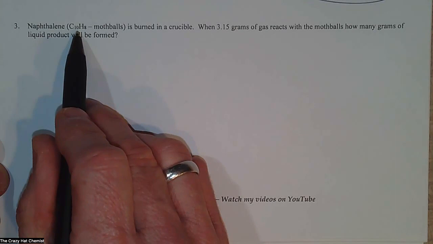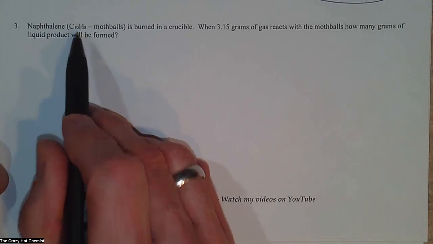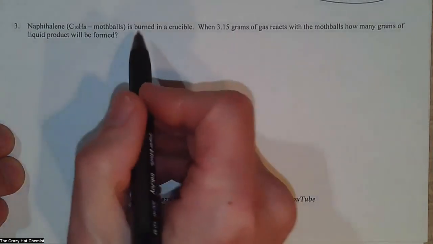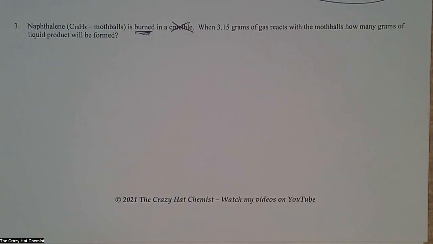So it says that I have naphthalene. Good thing we got the formula for it. They're mothballs. They're actually physical round white things, and they put them in these bags with holes in them. So they're actually a solid. And it says it's burned in a crucible. It doesn't really matter what the container is, but the key word is that it's burned. So that lets us know that this is a combustion reaction.